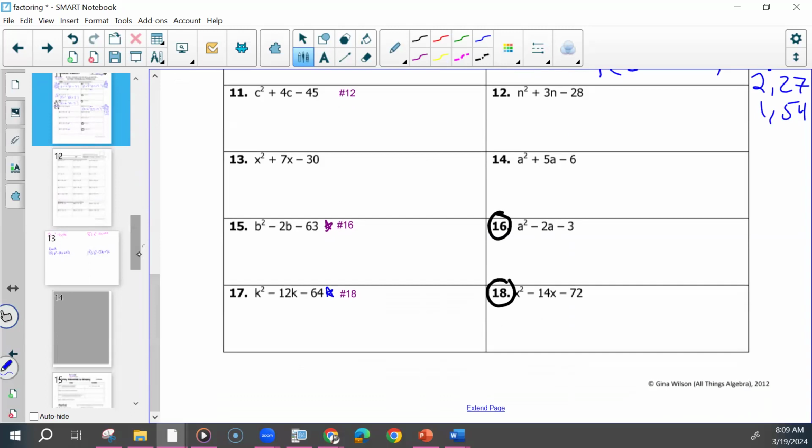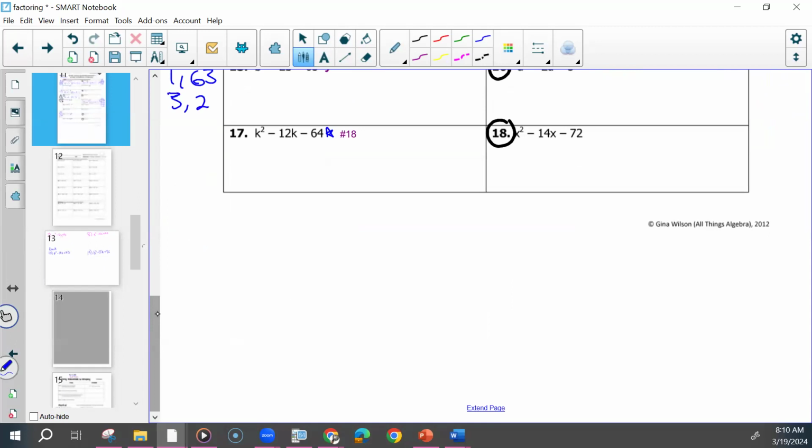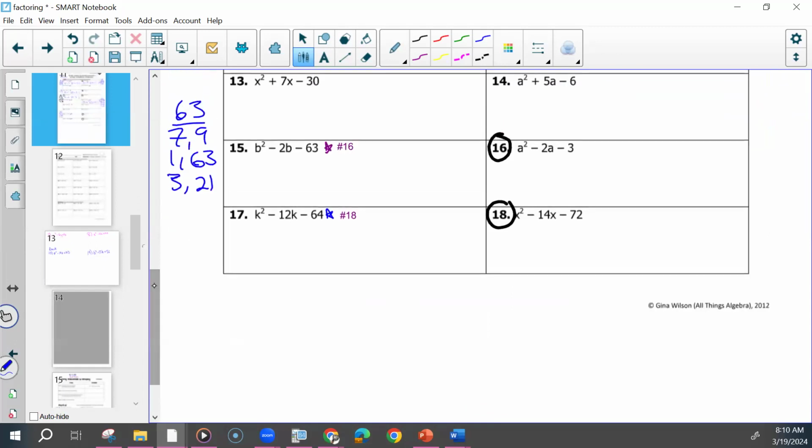So skip down to 15, where we have 2 negatives. Again, the process looks the same. We're looking for factors of 63: 6 and 9, 7 and 9, 1 and 63. What was that last one? 3 and 21. 2 wouldn't work. Don't think 4 works, 5 wouldn't work. Don't think 6 works, and then we have 7, 8 would work, so I think that's it.